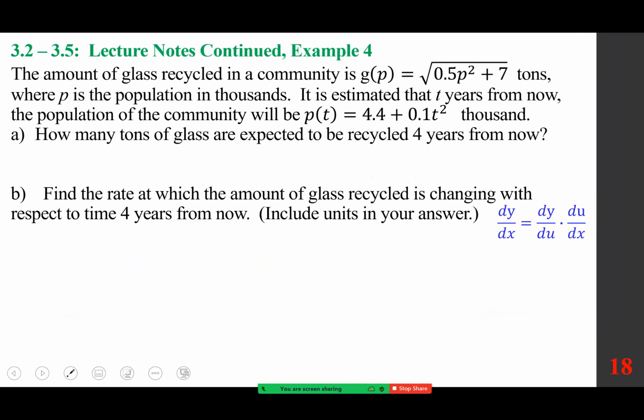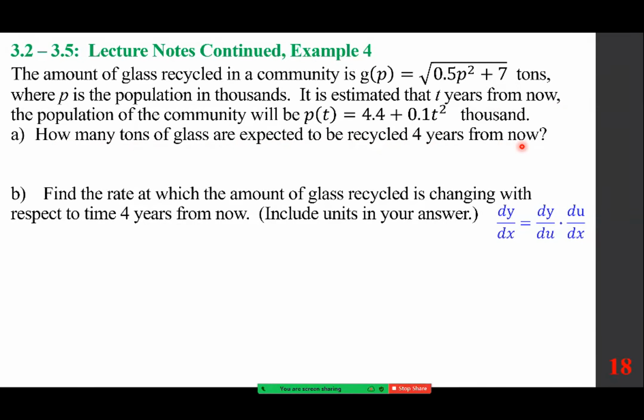The amount of glass recycled in a community is given as G of P equals the square root of 0.5 P squared plus 7 tons, where P is the population in thousands. It is estimated that 10 years from now, the population of the community will be P of T equals 4.4 plus 0.1 T squared thousand. How many tons of glass are expected to be recycled 4 years from now?